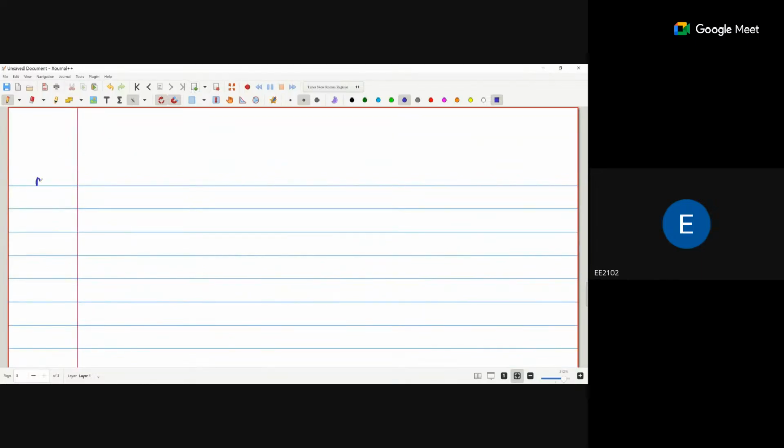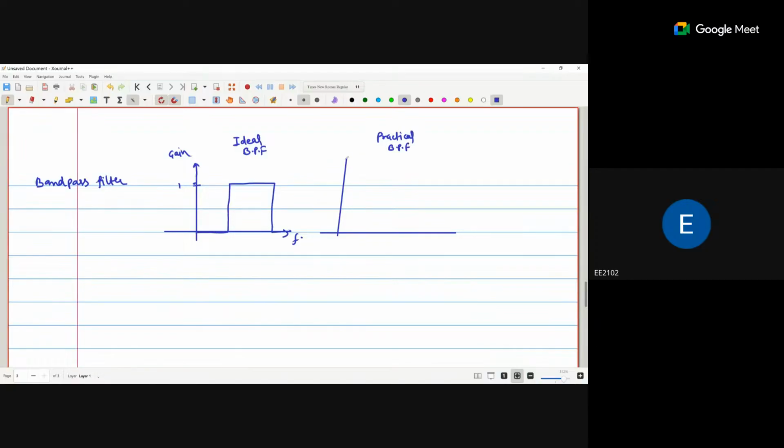Third is the band pass filter. Here, frequency, the ideal band pass filter, and the practical band pass filter, with gain of one.